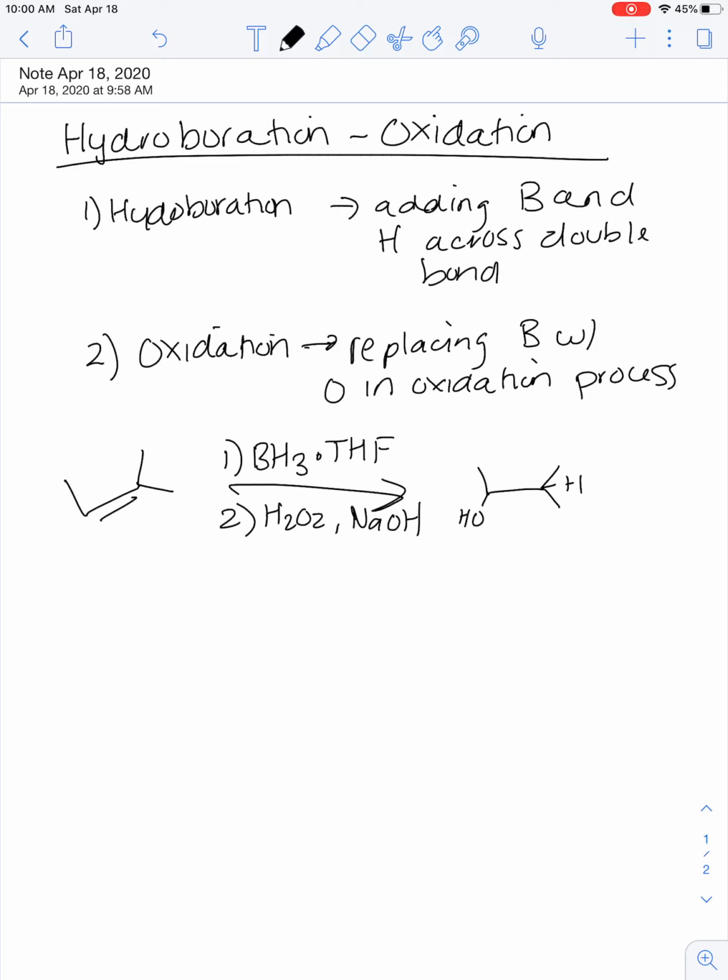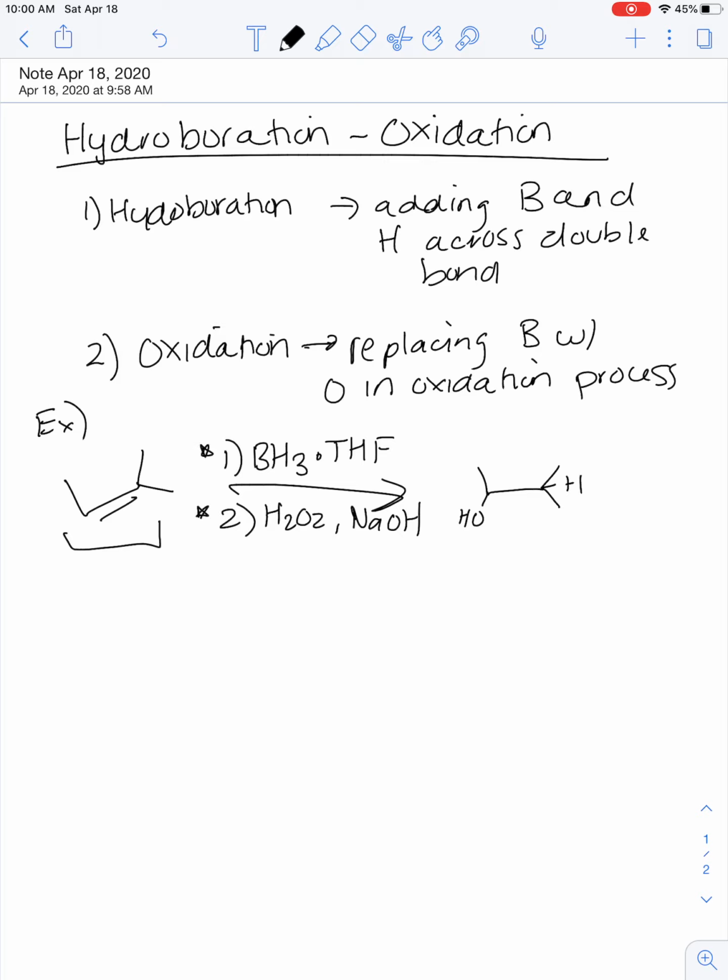So again, this is going to be a two-step process. Our first step is going to be the hydroboration step. In the hydroboration step, what happens is we're going to add a borane and a hydrogen across the double bond. And then our second step is going to be the oxidation step. In the oxidation step, what will happen is we're going to replace the borane with an oxygen in an oxidation process.